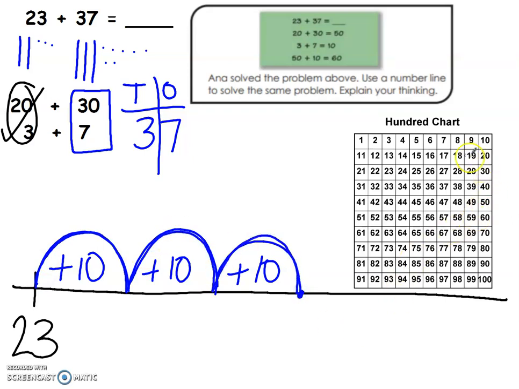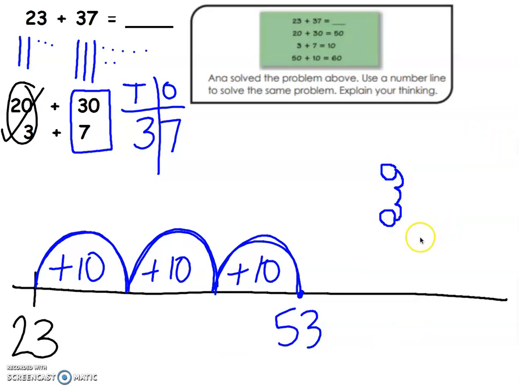Okay, so I'm going to find 23. Okay, so here's 23 on the hundreds chart. And I know I'm adding 3 groups of 10, so I'm going down the columns. So 10, 20, 30. So what number did we get? 53.